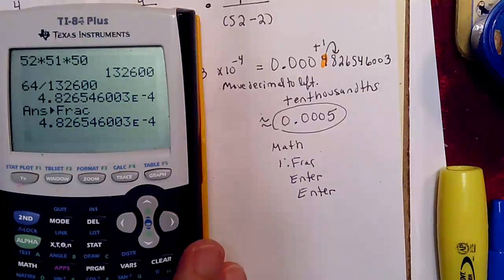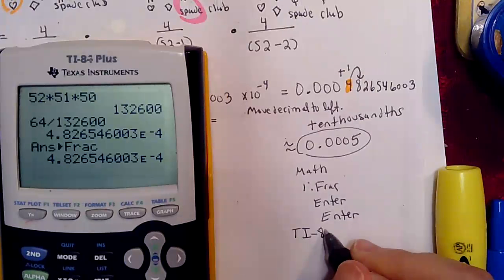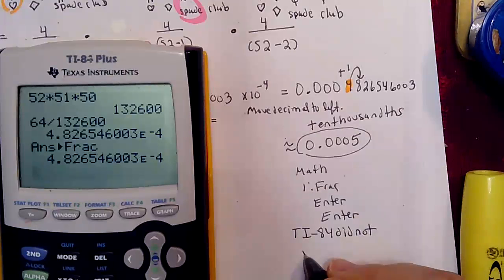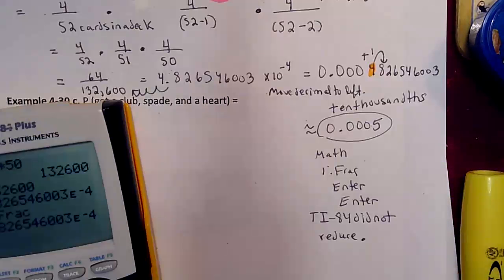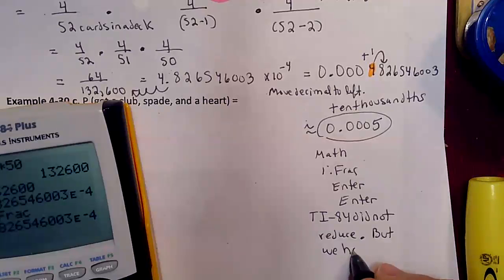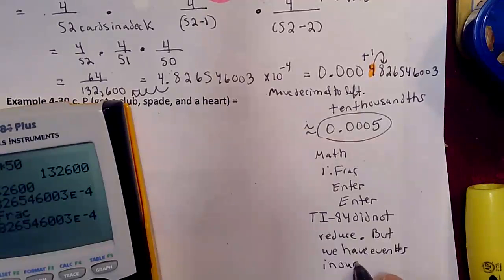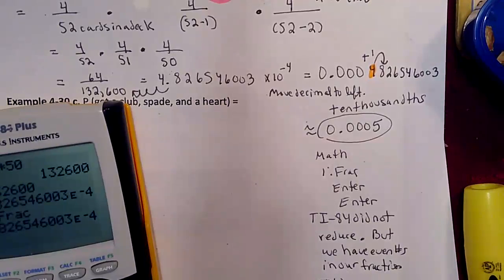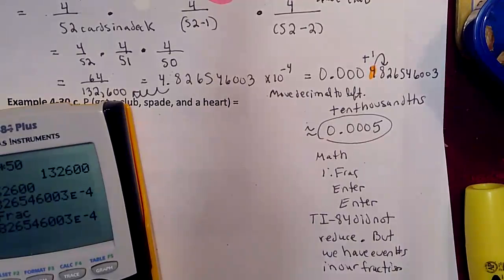Oh, and see how it didn't reduce? So the TI-84 did not reduce. But we have even numbers in our fraction, so that means it is reducible. So you're just going to have to reduce the old-fashioned way, reduce by hand.